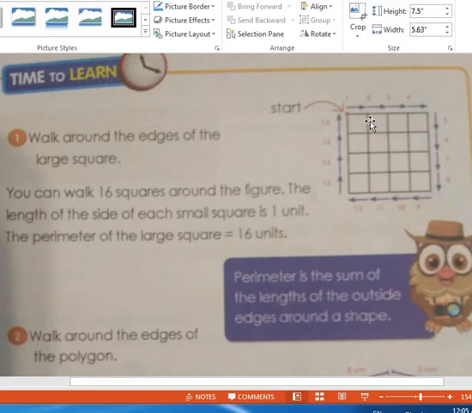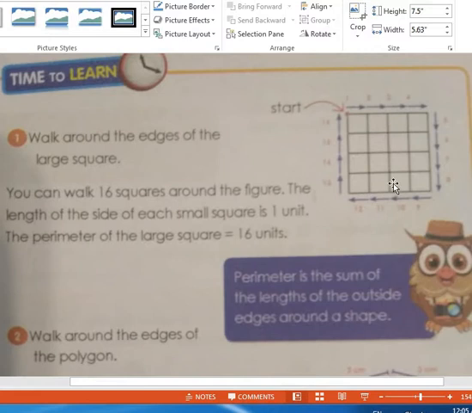Okay, now I have to know some important points. First of all, I know that the shape is called a square. In the square, all sides are equal in length. Now, when I want to know the perimeter of a shape, I must add, make a summation of, all sides.